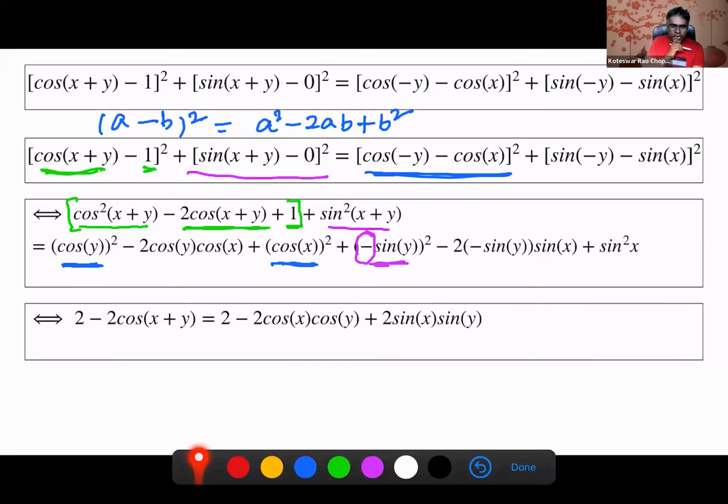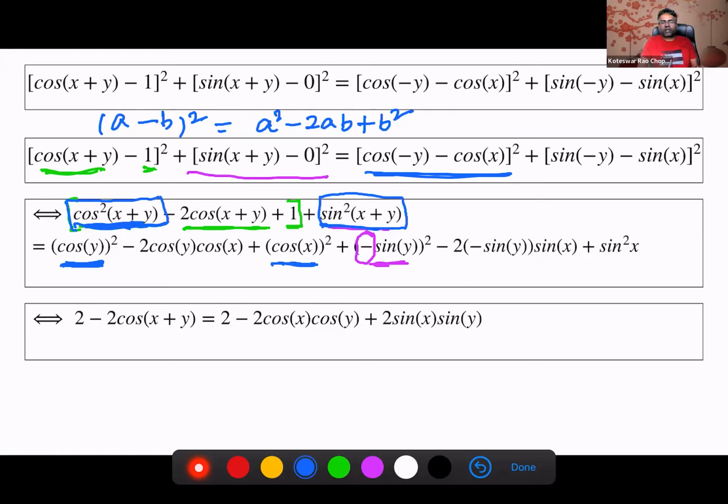Now, if you look at it, we are doing some combinations, using the identity that sine square x plus cos square x is 1. Where do we have the opportunity to combine? Let's look at this. Cos square x plus y, maybe I'll put a box around it, and then sine square x plus y, that will become 1.